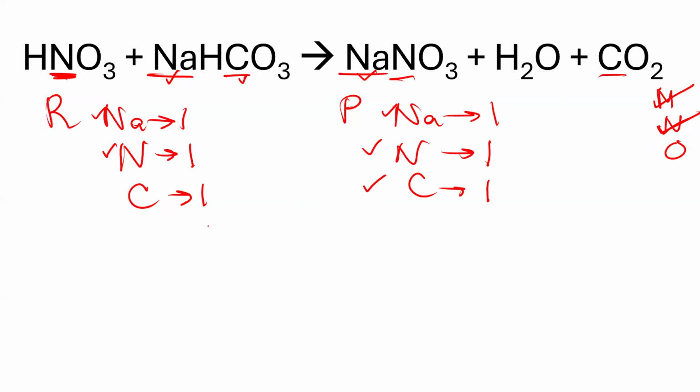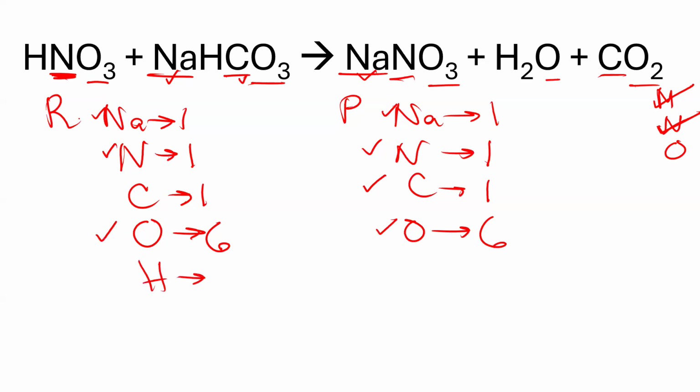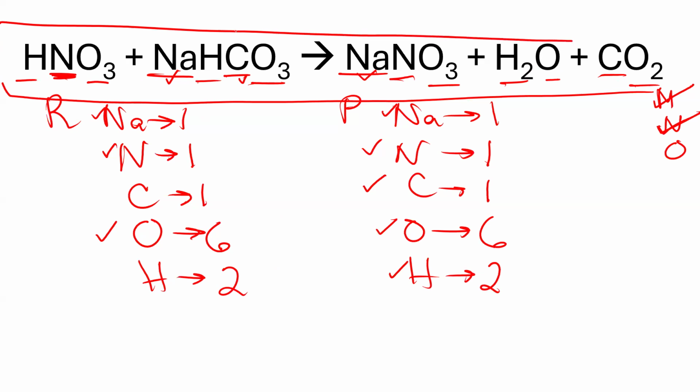And we now proceed to balance oxygen and hydrogen this time. So looking at oxygen, we have how many oxygen atoms? We have 3 plus 3, 6 for the reactant side. And for the product side, we have 3 plus 1 plus 2. That's also 6. So pretty much oxygen is balanced. Then lastly, we balance hydrogen. We have 1 and 2 for hydrogen on the reactant side. And we also have 2 on the product side. So pretty much we don't need to do anything for this particular equation because this is already balanced.